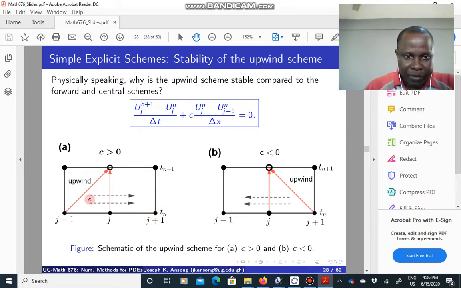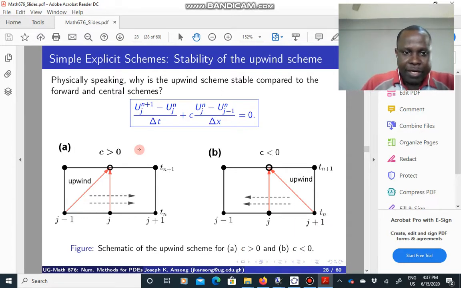But because the signal is moving from here, obviously it's possible that the signal hasn't even got here yet, and yet you are using the values here in order to help you approximate what is here in the next time level. So of course it's not going to work. This is just a hand-wavy understanding of why the forward scheme will not work. Later on we'll look at a more rigorous mathematical approach using the CFL condition.